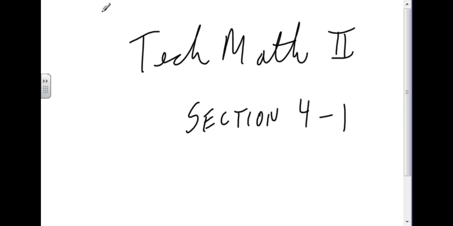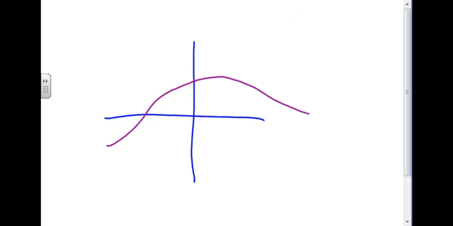This is Tech Math 2, and we're in section 4-1. And the issue is we have functions. So what makes something a function? Is that a function?